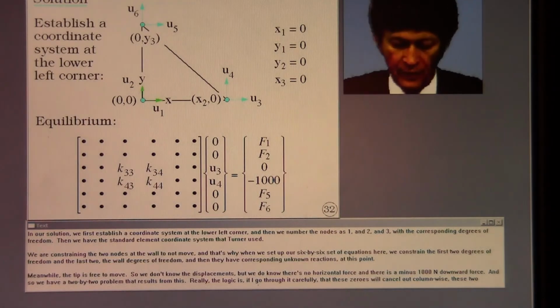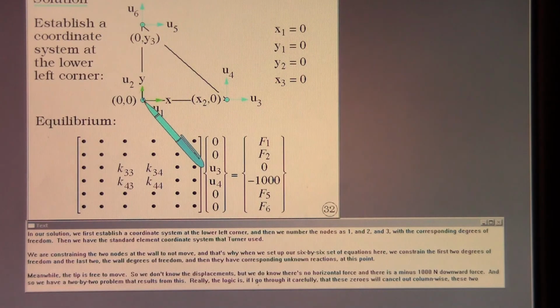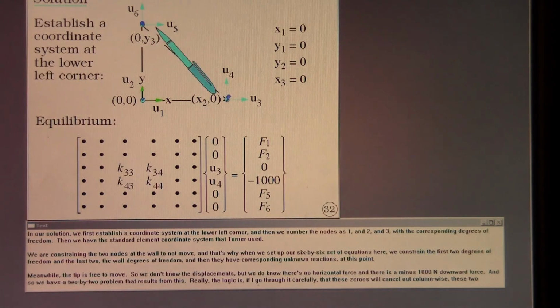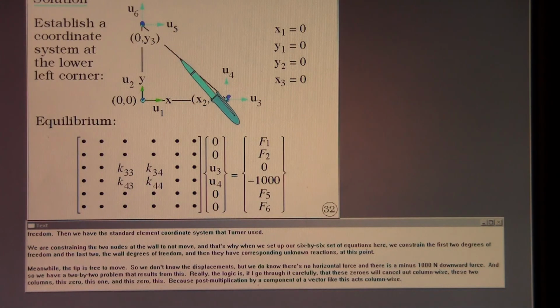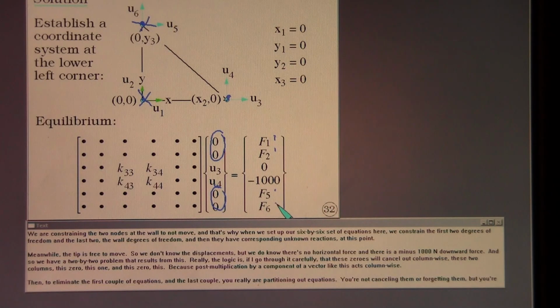In our solution, we first establish a coordinate system at the lower left corner, and then we number the nodes as 1 and 2 and 3 with the corresponding degrees of freedom. Then we have the standard element coordinate system that Turner used. We are constraining the 2 nodes at the wall to not move, and that's why when we set up our 6x6 set of equations here, we constrain the first 2 degrees of freedom and the last 2, the wall degrees of freedom, and then they have corresponding unknown reactions at this point.